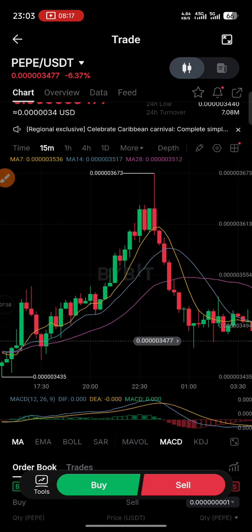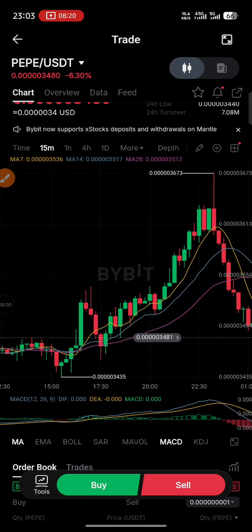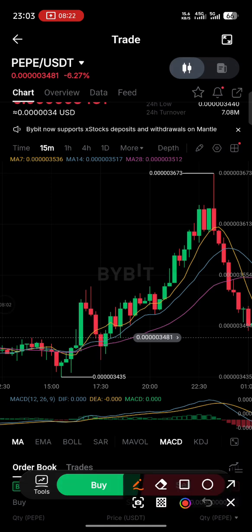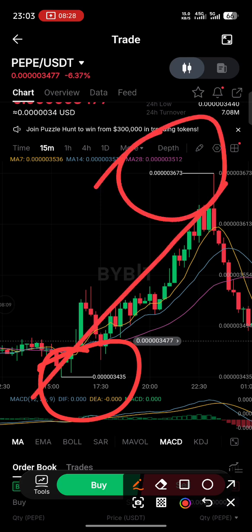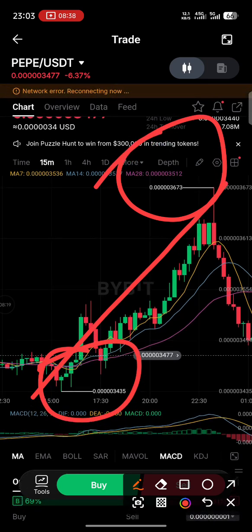Okay, so look at this again. You can see the same thing still happen here, from 0.00000345 to here, 0.0003673. One thing you must understand is that you must always value your profit. No profit is too small, but be consistent and always trade. When you're consistent, you're going to make a lot of profit for yourself.